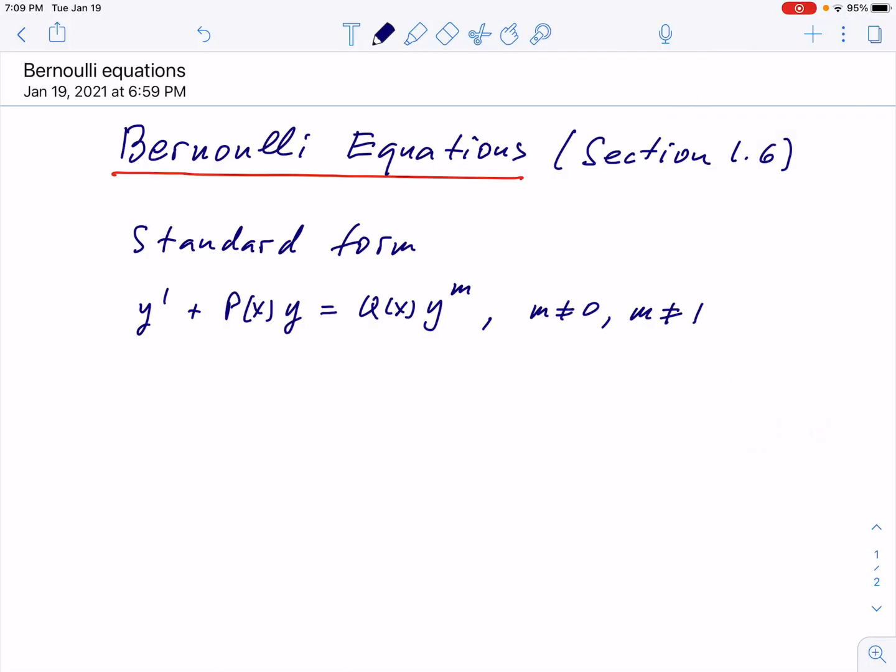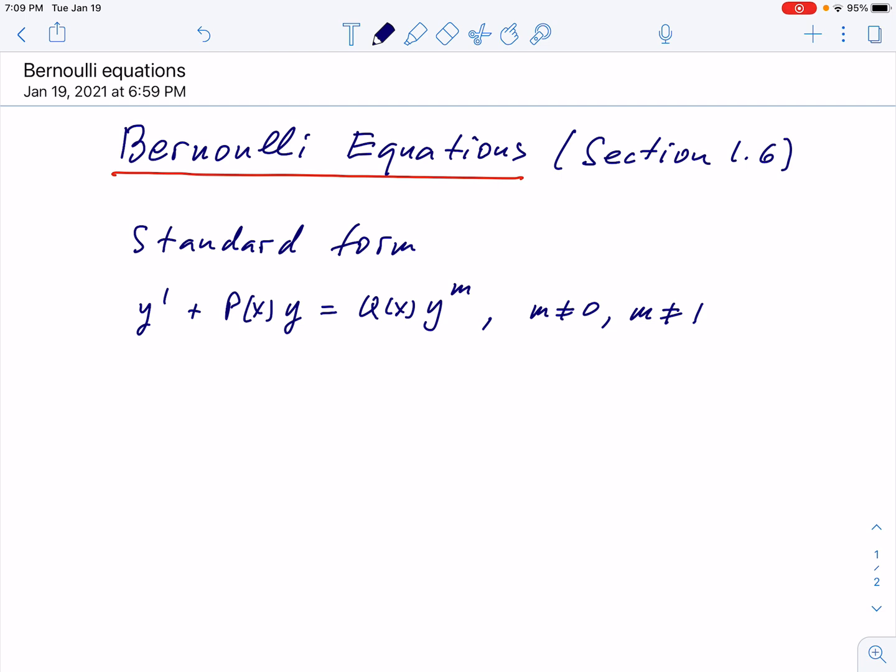Hello, today I shall teach you a special class of equations which are called Bernoulli equations. This is part of section 1.6. In this section we have three different types: Bernoulli equations, homogeneous equations, and exact equations. They are all solved with special methods. For Bernoulli equations we shall use a special substitution.